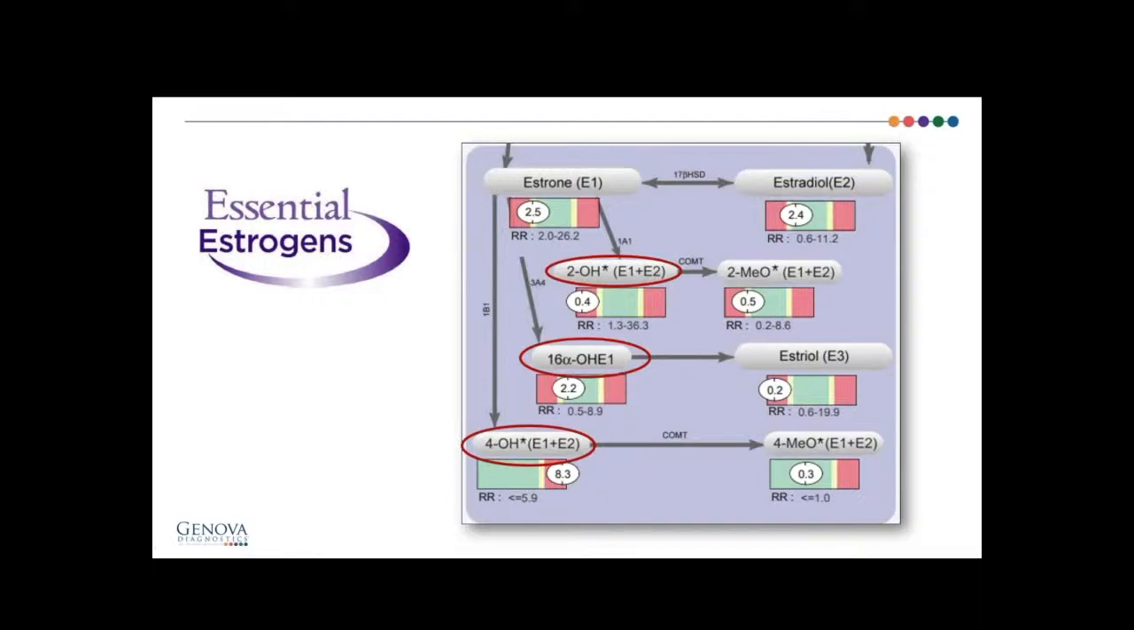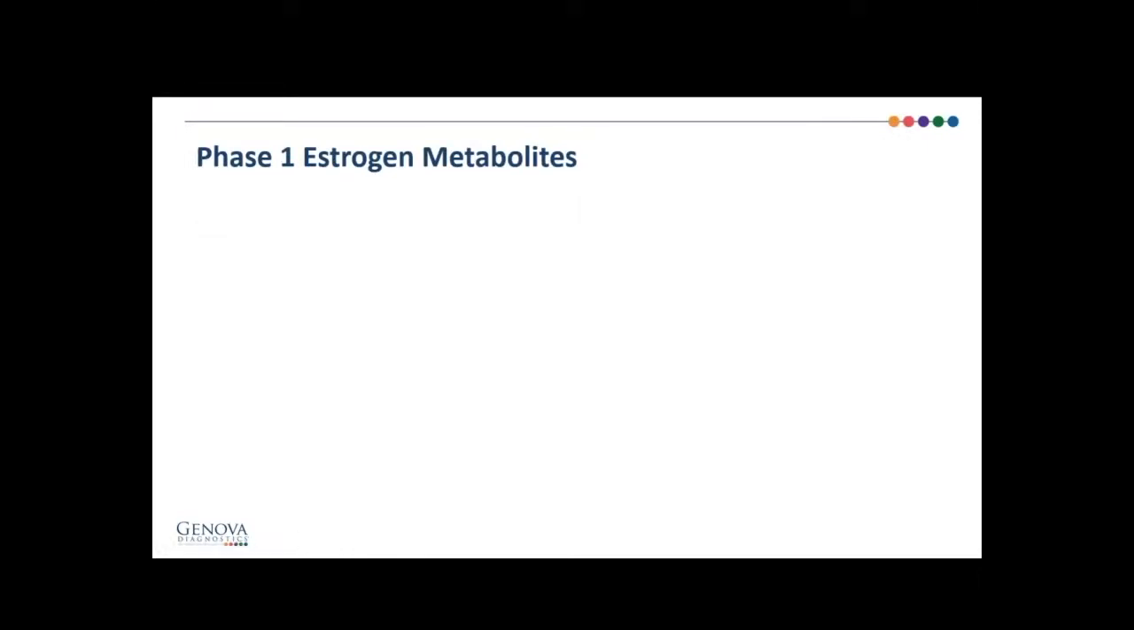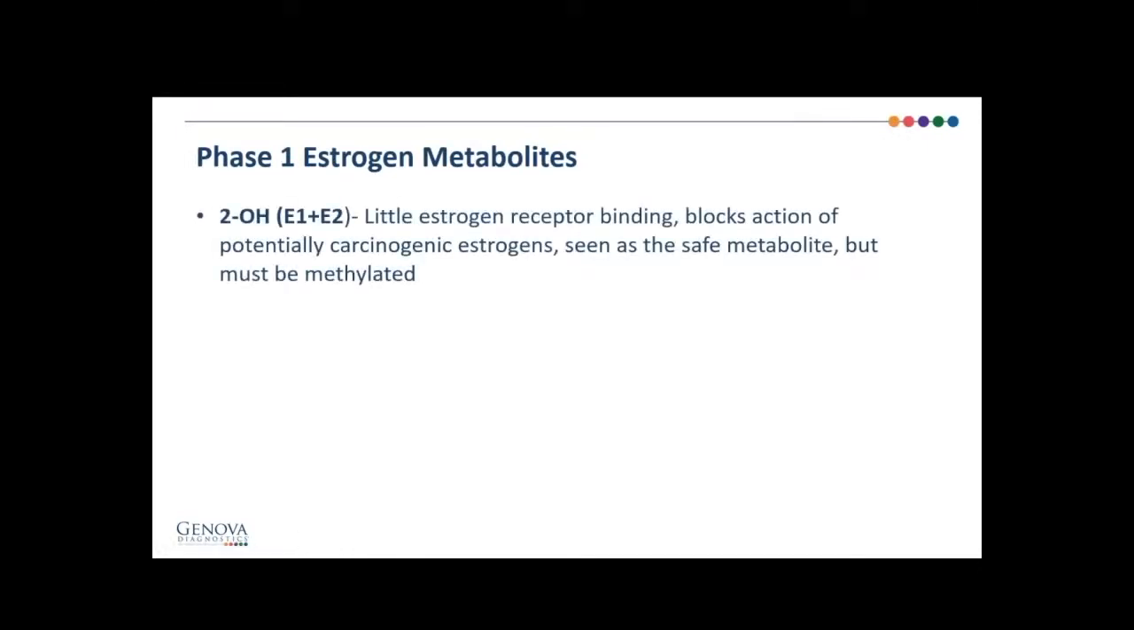That's a moderate risk inducer because it's very estrogenic at cell receptor sites. And then the 4-hydroxy, and we'll go through this again in the next slide, the 4-hydroxy is really likely the most risk-inducing, potentially risk-inducing metabolite, and we'll talk about that in a moment. But these three represent the phase one metabolites of the estrogens. So the phase one estrogen metabolites, the 2-hydroxy, little estrogen receptor binding, so it blocks the action of potentially carcinogenic estrogens. So it's seen as a safe metabolite, but must be methylated.